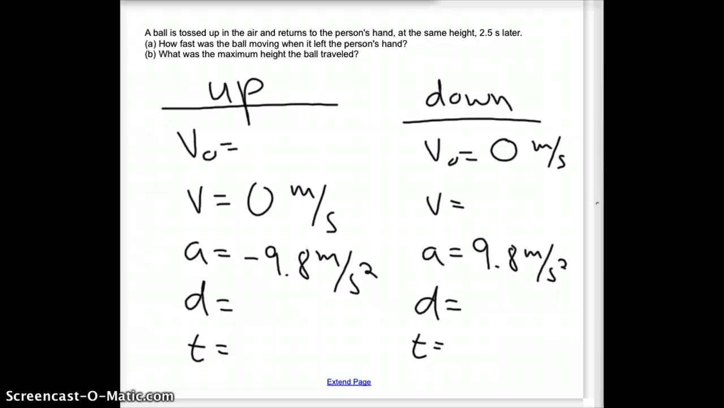For the time, I simply take the 2.5 seconds and cut it in half. That only happens because this is a symmetric problem. If the person tossed the ball in the air and then for whatever reason did not catch it at the same height, the times would not be the same.